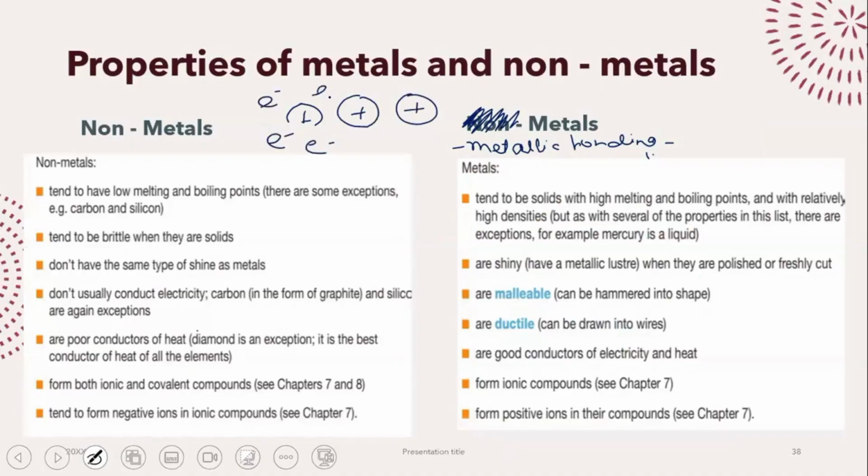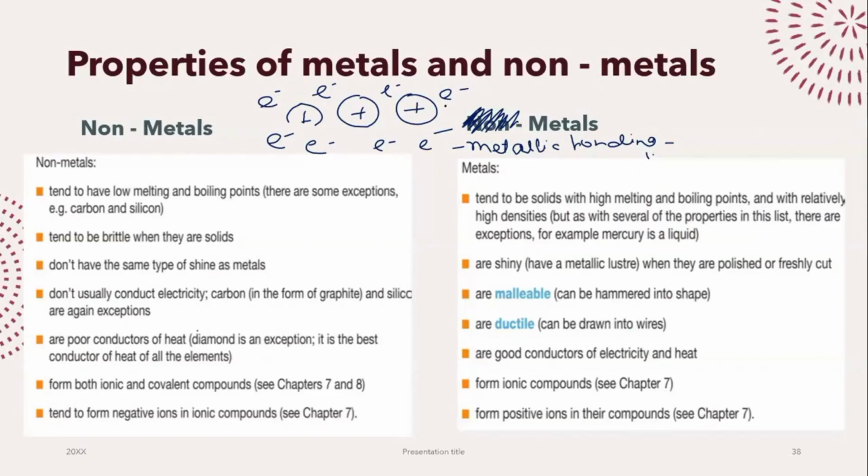That's the structure of metals. You have positive ions surrounded by a sea of delocalized electrons. The electrostatic attraction between the positive ions and the sea of delocalized electrons is known as metallic bonding. Metallic bonding is the reason, because it's quite strong, so they have high melting points and high boiling points.